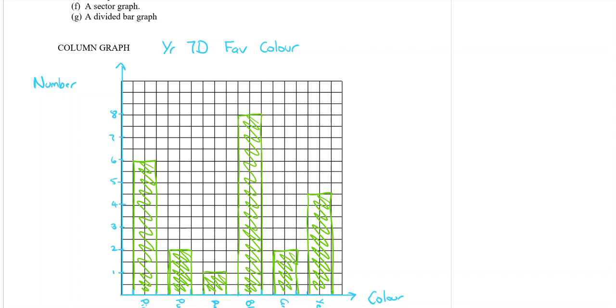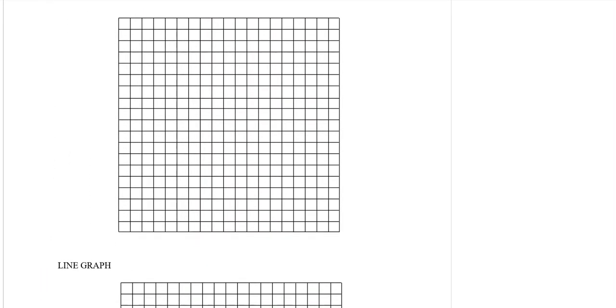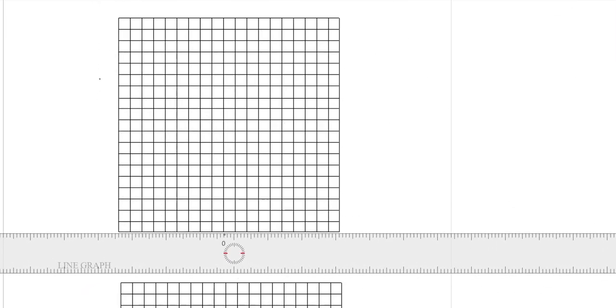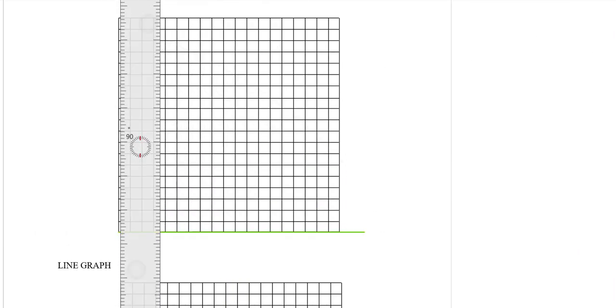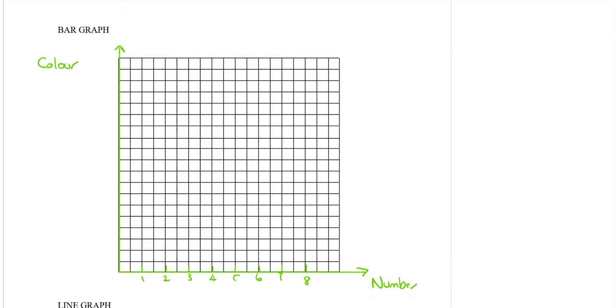Okay, then we're going to move on and we're going to draw the bar graph, which just switches the 2 axes around. So on the horizontal axis, we're going to have the number. And on the vertical axis will be the colour with our interesting spacing. Okay, so we can go up by 2s again. Every second space. And don't forget title.